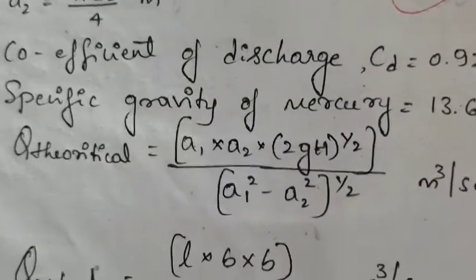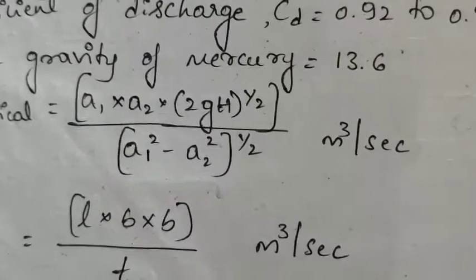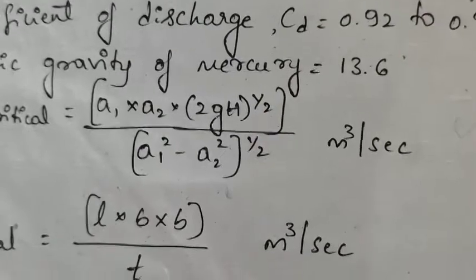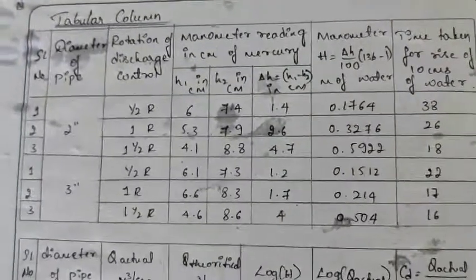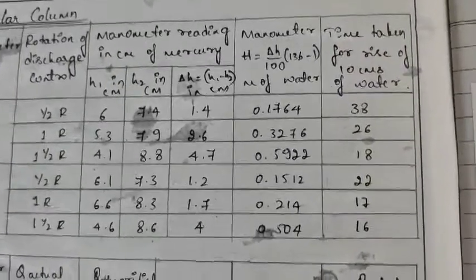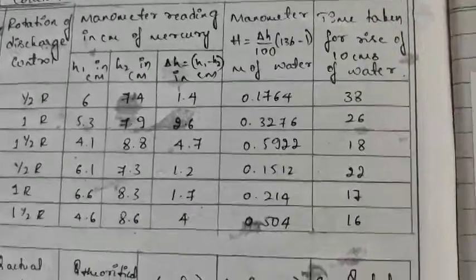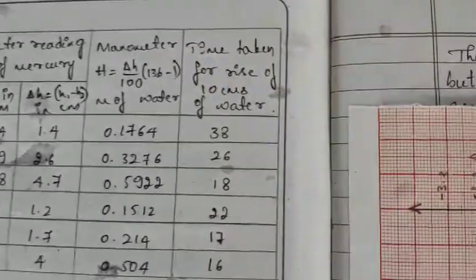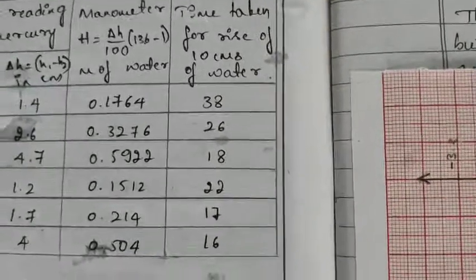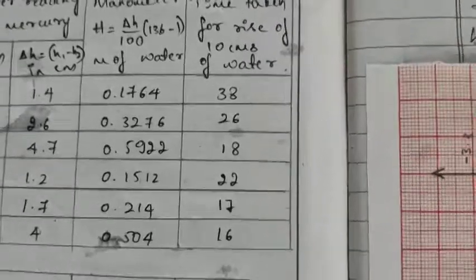Q theoretical can be found out by using this formula, where A1 and A2 are the areas of the cross section at the convergent side and the throat. You can do various trials by opening the discharge valve to different rotations, and the manometric difference in heights could be measured in centimeters, which is convenient, and then converted into meters by using this formula. The difference is multiplied by 12.6, which is the difference in the specific gravity of water and mercury, divided by 100 to get it in meters.